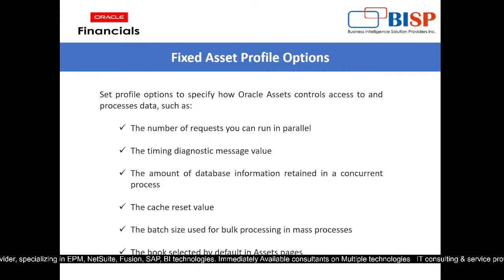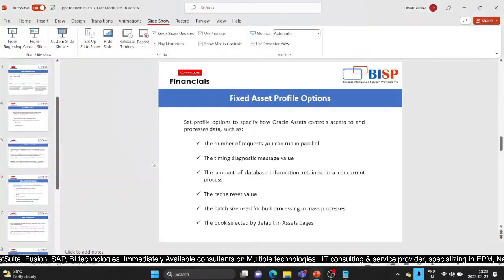If I talk about the parallel request number, this profile option controls the number of requests you can run in parallel for asset processes that can run in parallel. You can enter here number 1 to 20. Let's move in the instance, and there I will talk about them.